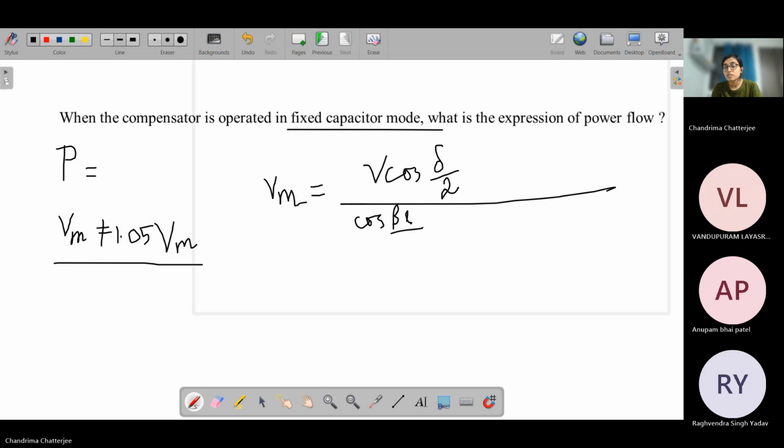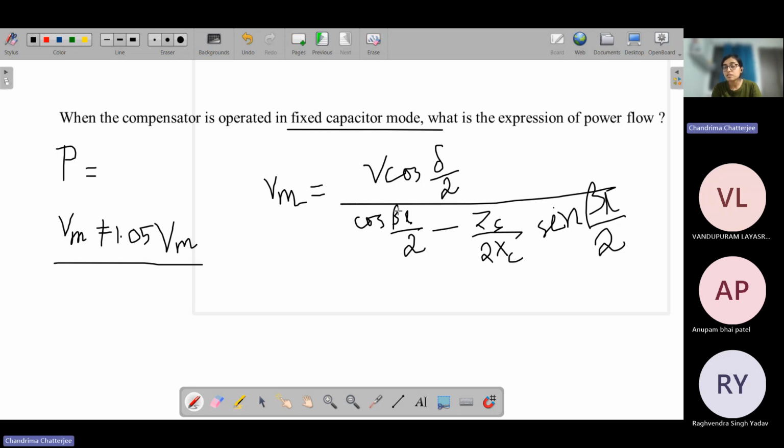Okay, fixed capacitor mode. So minus ZC by 2 XC sine beta L by 2. The only challenging part in these questions is these expressions. They are a bit bulky, that I understand. But anyway, we will have to understand them.